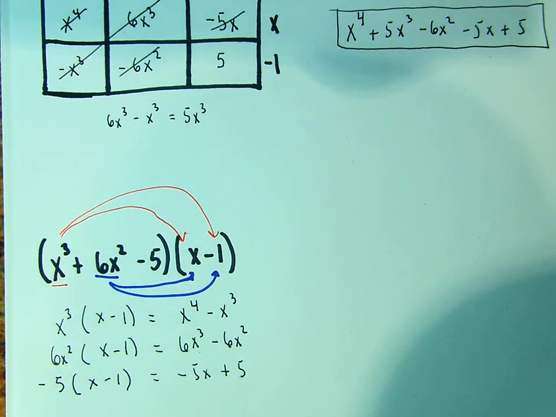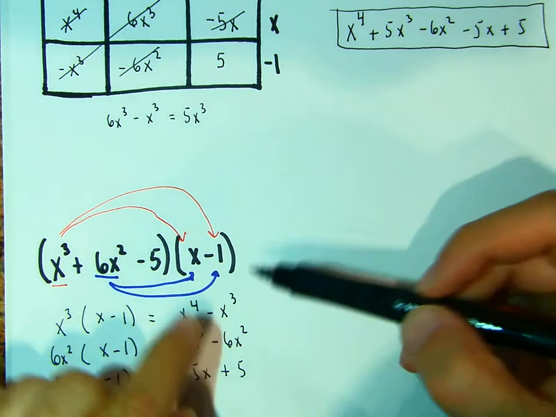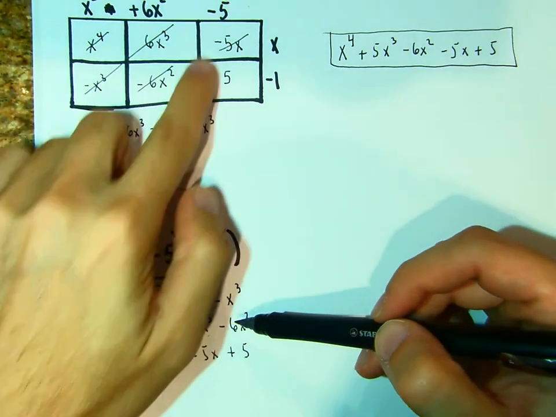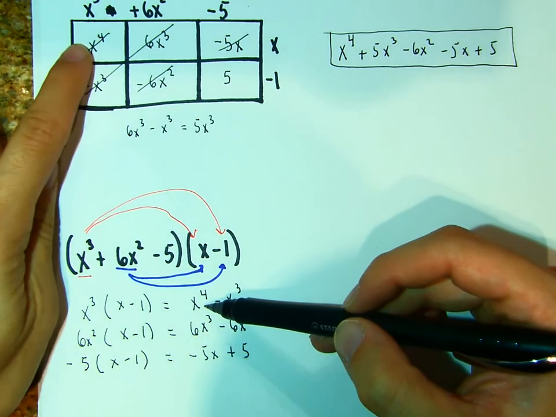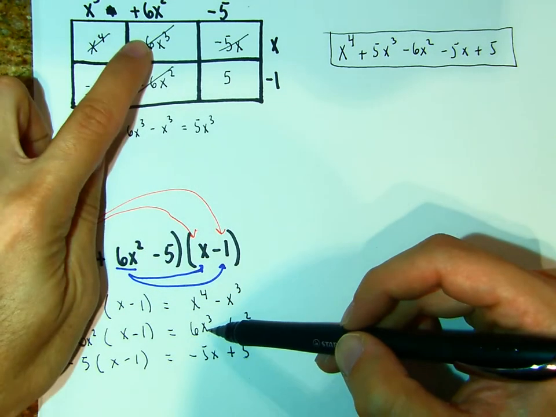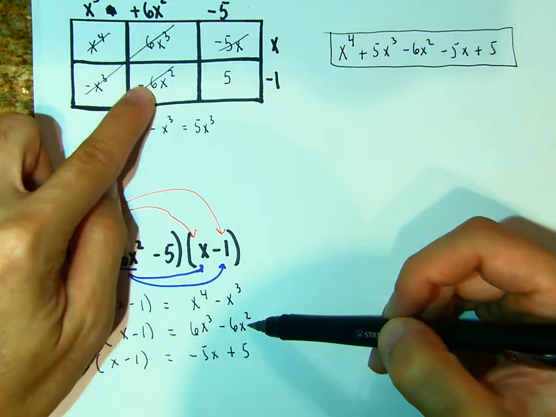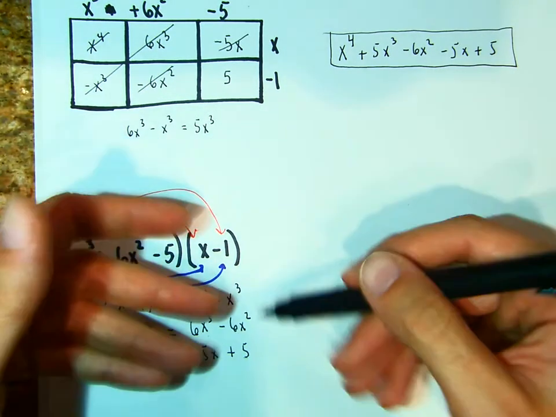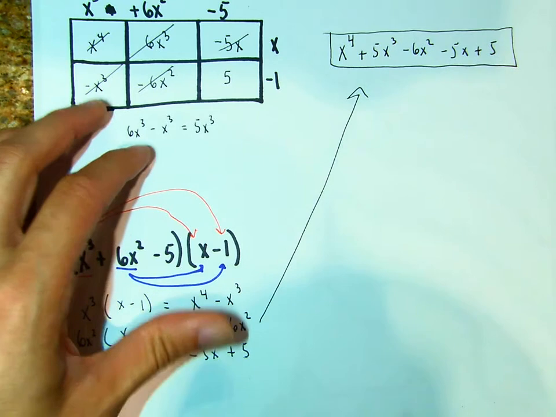Okay, so yeah, and notice how all these terms are here. Like this x to the 4th is there. This 6x cubed is there. This negative x cubed is here. Negative 6x squared is here. Negative 5x and positive 5. So you're just going to get the same thing, and then when you combine the terms, you get the same thing as with that.